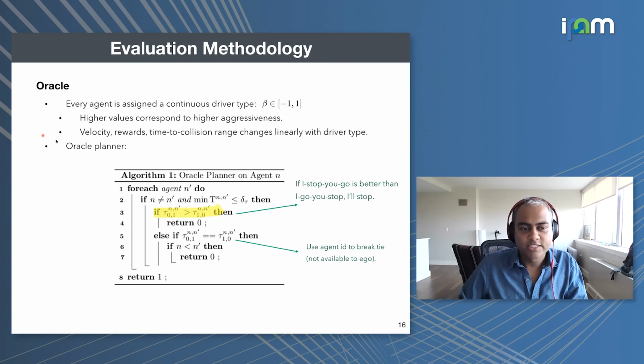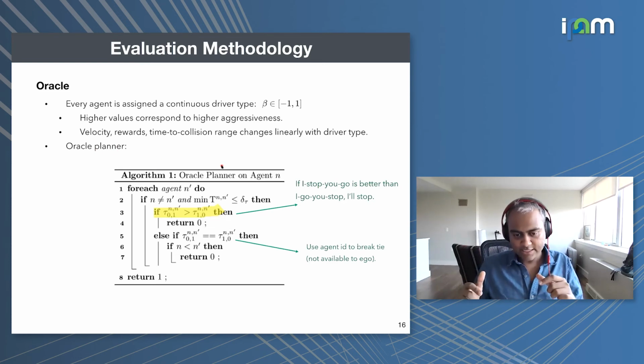I'll not go into this, but the summary of how the Oracle Planner works is that it knows the trajectories of all vehicles in your vicinity, and it asks the following question. If I stop and you go, is it better that I go and you stop? If I go and you stop is better, and that doesn't lead to collisions, then I'm going to stop. Otherwise, I'm going to go. And this is basically a tie breaking. You can do a little bit of tie breaking after this, but the Oracle policy is designed to be as safe as it can be, because it has information from all across the board.